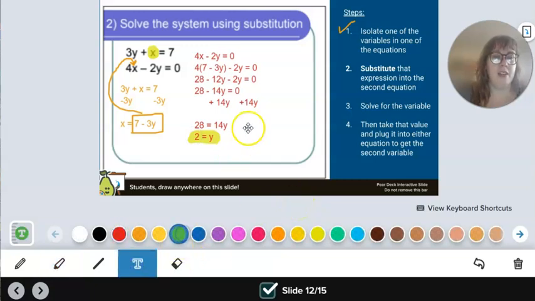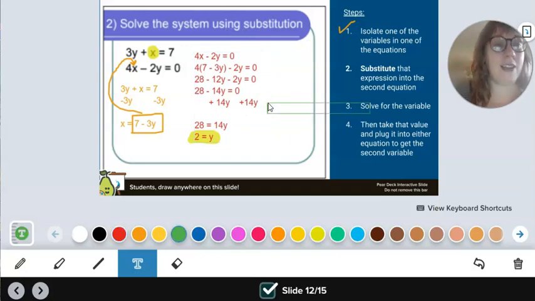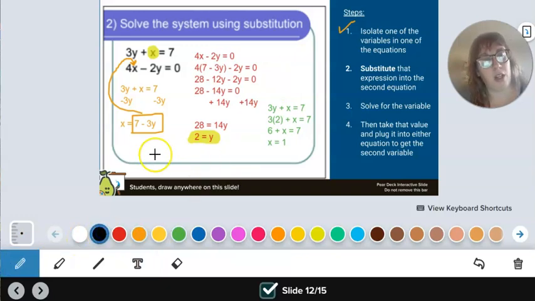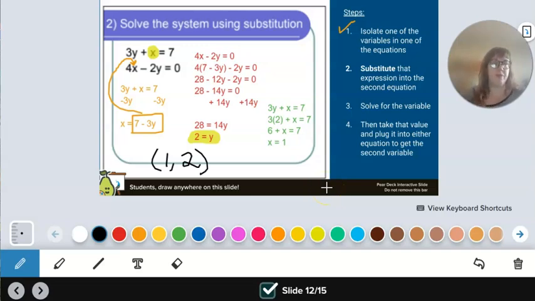Now we take that value of 2 and plug it in for y to either equation, doesn't matter. So I'll choose the first one, 3y plus x equals 7. But now we know that y is 2. So 3 times 2 plus x equals 7, which is 6 plus x equals 7. Subtract 6 on both sides, x equals 1. So our solution is 1, 2. There's our x and our y.